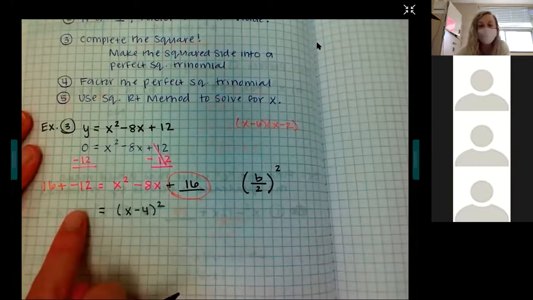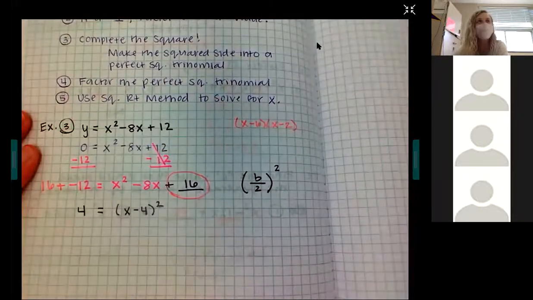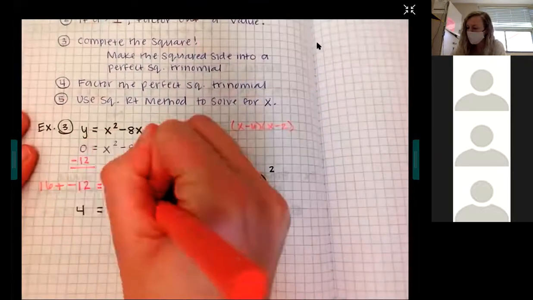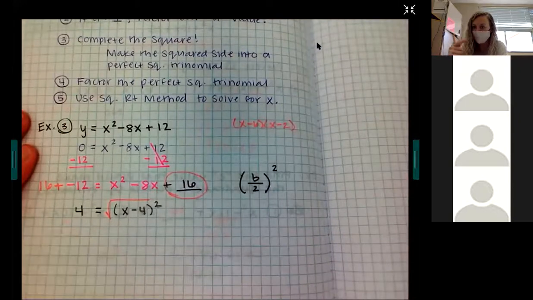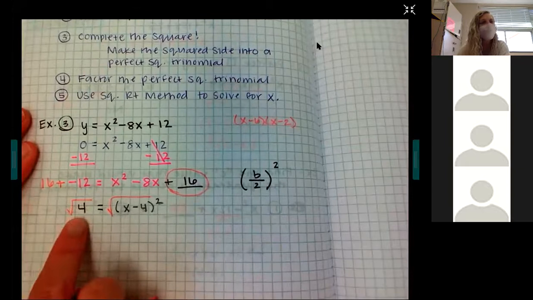What am I going to have on the left side? 4. A 4. Yeah, good job, y'all. And you know how to solve this once we get here. What do you do to both sides? Square root it. Okay, square root it. What you do to one side, you got to do to the other. Y'all are doing really good with this. What's the square root of 4?